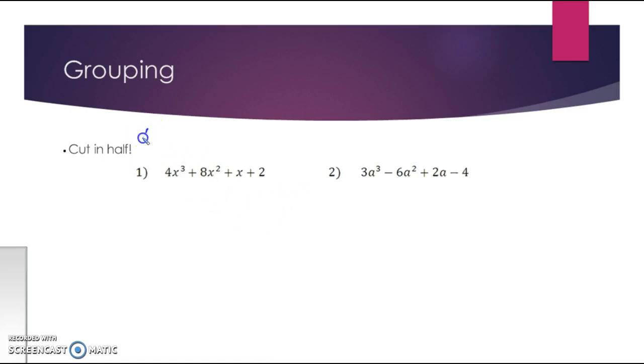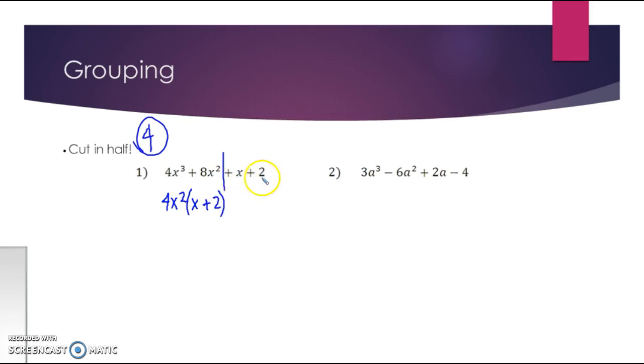Groupings, when we have 4 terms, right? We're always just going to cut in half. Still look for a GCF first. Because of this 1x, I don't have a GCF in the first one, so I'm just going to cut it in half. My GCF of the left side is 4x squared, and if I take out 4x squared, that leaves me with x plus 2.